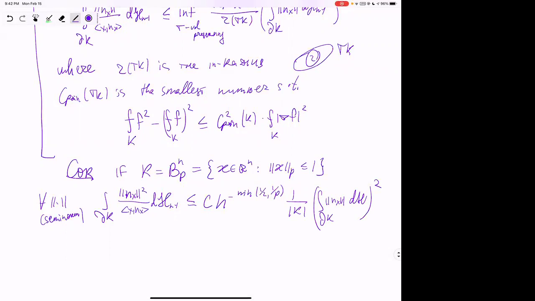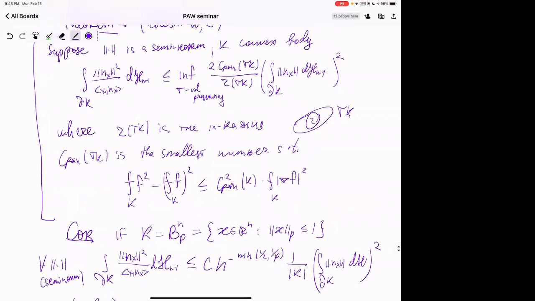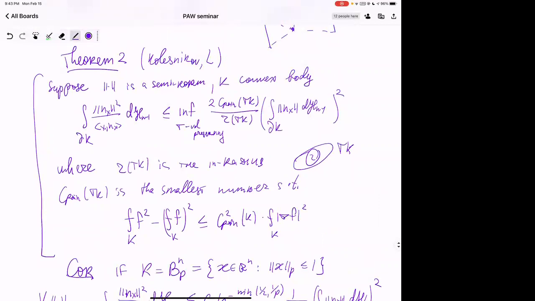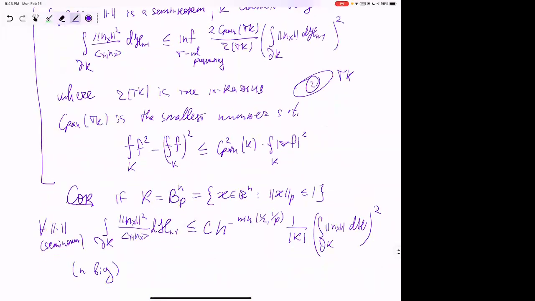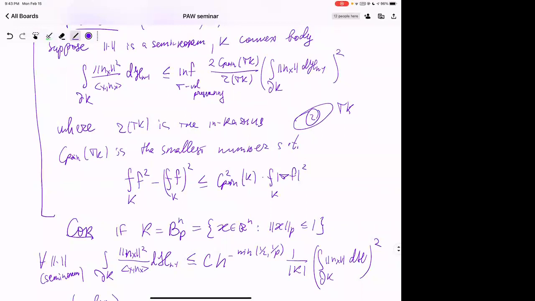So for LP balls, you see that we have something much better. I'm assuming that n is big. If the dimension is big, then we have something extremely small here for LP balls. For the Euclidean ball, for example, we have 1 over square root of n. For cross polytopes, we also have 1 over square root of n. Actually, for the cross polytope, one can get something of order 1 over n here, with a very different argument. So the point is that in some cases we can get something much better. Any questions so far?